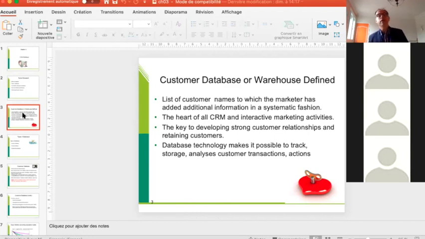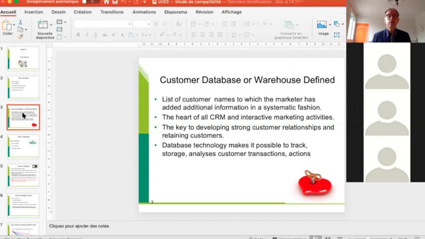A customer database, or customer warehouse, is a list of customer names to which the marketer has added additional information in a systematic fashion. So additional information about purchase behavior, preferences, and so on. The database is also the heart of all CRM and interactive marketing strategies and activities, because based on the information, segmentation will be done and personalization can be done. So it's the key to developing strong customer relationships and to make customers loyal.